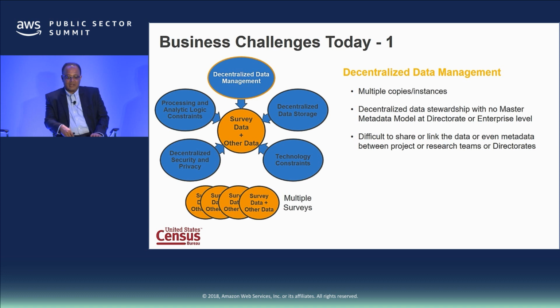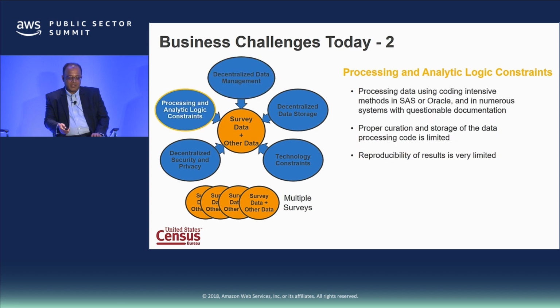So what that has led to, nothing wrong, is just that we have done it individually. We've done it as single instances, single surveys, and this has led to a decentralized data management process, which means I have multiple copies because sometimes I need to share the data amongst different groups. I have a decentralized stewardship. I don't have standardized metadata, and then there's difficulty to share across the board.